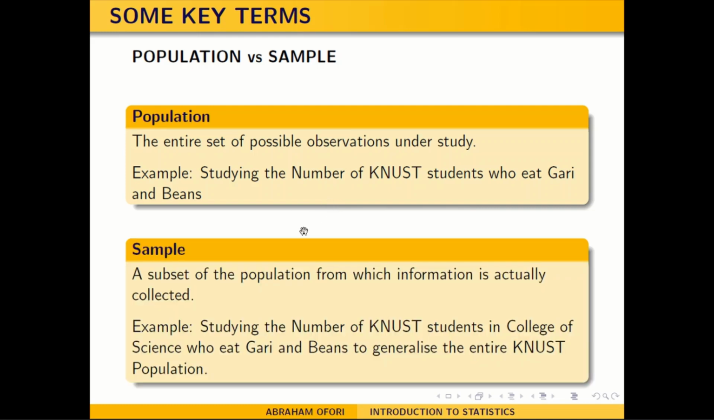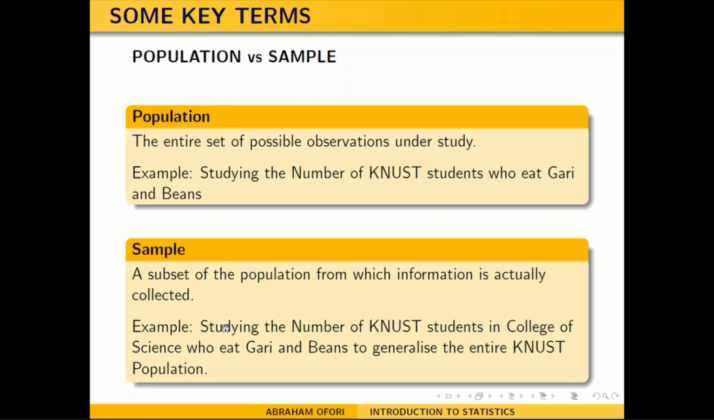Now look at here. A sample is a subset of the population from which information is actually collected. So if I take some part of KNUST students and study them, that is what we call a sample. The initial point of interest was what? The whole KNUST students. But now if I take part of KNUST students, then that becomes what? A sample. So that is why we are saying a sample is a subset of the population from which information is actually collected.